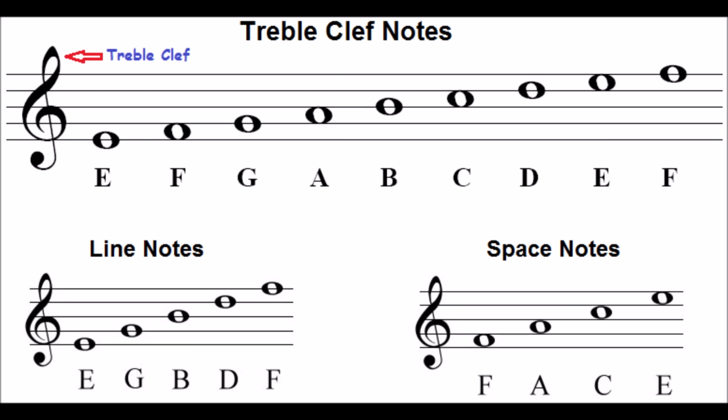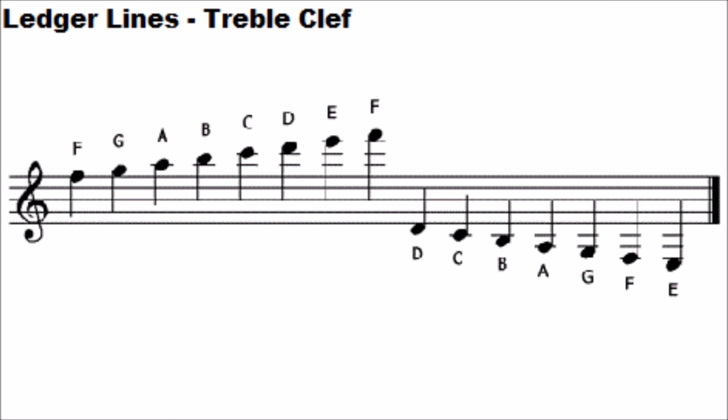Let's take the treble clef for example. As we saw earlier, the notes on the lines of this clef are E, G, B, D, F. And the notes of its spaces are F, A, C, E. When we combine these notes, we get E, F, G, A, B, C, D, E, F. The note after the fifth line of the treble clef is G. To add the note after G, which is A, we need a ledger line.